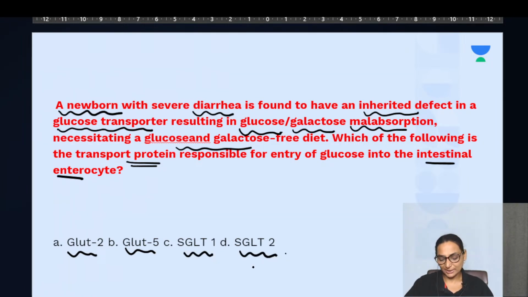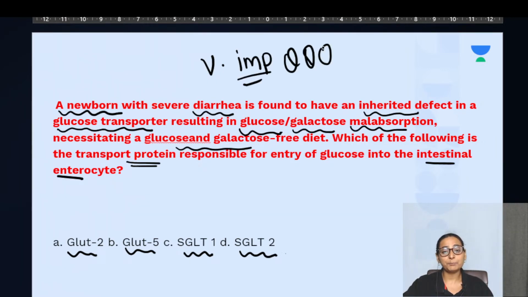SGLT1, SGLT2. This is a very, very important topic, a very high yielding topic. It is a very important topic for NEET PG, FMG, INICET, whatever exam you're going to give. This is very important. However much I say important, it is less. Just remember, as much as ma'am is exaggerating, that is how important it is.